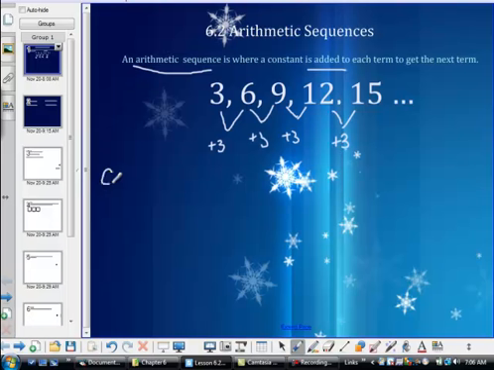Now, what you have there is your new vocabulary word for the day. It is called a common difference. And what's common when you subtract each term? And we use the letter D to represent the common difference. And that's going to be in any arithmetic sequence.